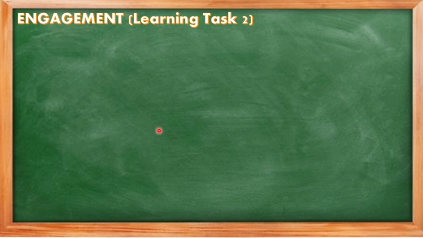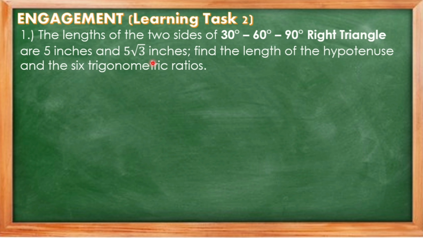Engagement Learning Task number 2. Okay, so number 1, the length of the two sides of 30 degrees, 60 degrees, and 90 degrees right triangle are 5 inches and 5 the square root of 3 inches. So find the length of the hypotenuse and the 6 trigonometric ratios.